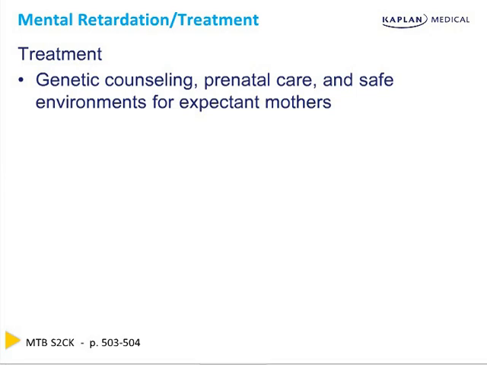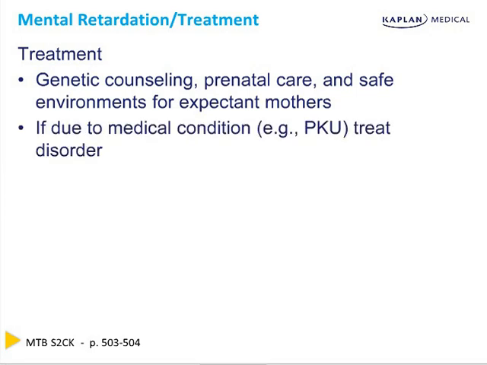Good prenatal care and safe environments will also help expectant mothers, preventing them from possibly having children born with mental retardation. If it's due to a medical condition, such as PKU, this is when someone's born with an enzyme deficiency that prevents them from breaking down phenylalanine. What you do is you treat the disorder, so you'd limit and restrict the diet completely from phenylalanine or products containing phenylalanine. That'll prevent the toxic buildup and the subsequent mental retardation.